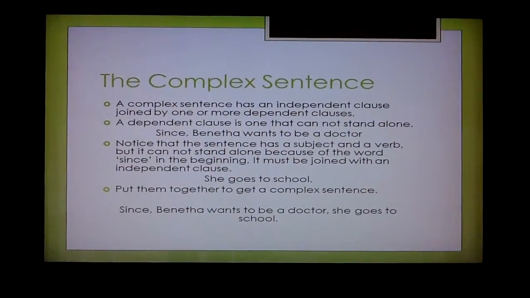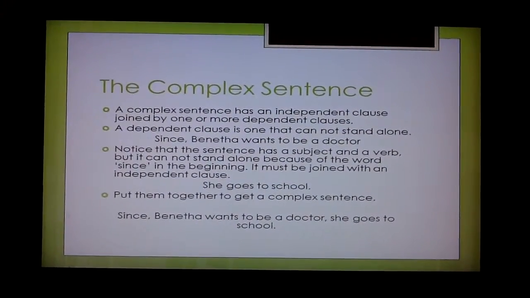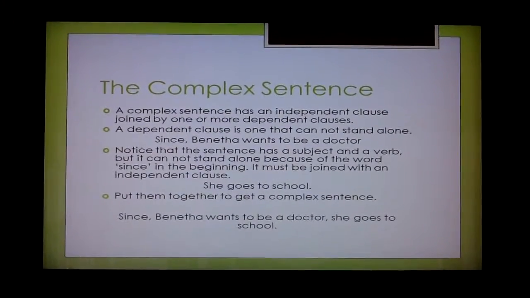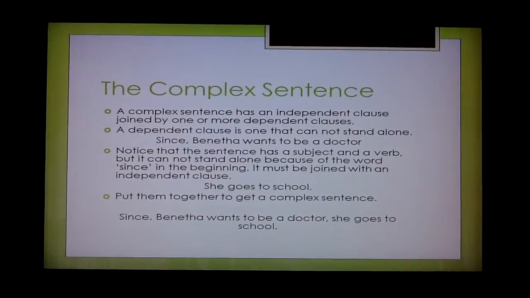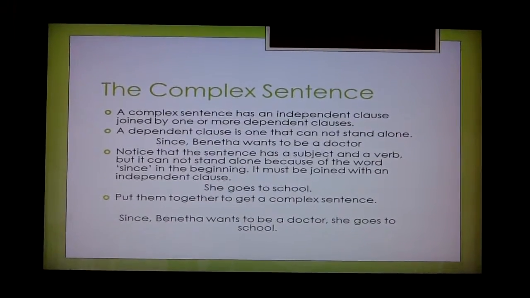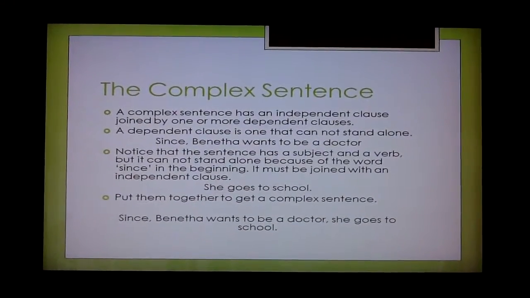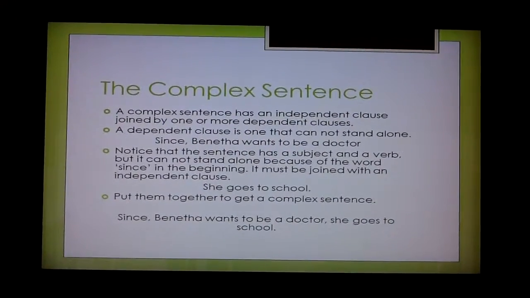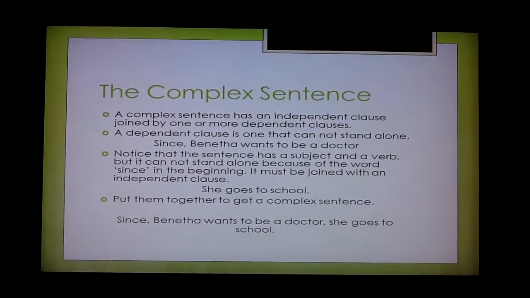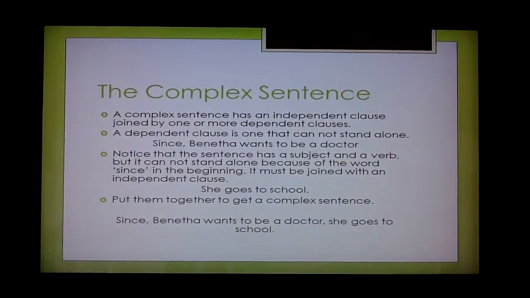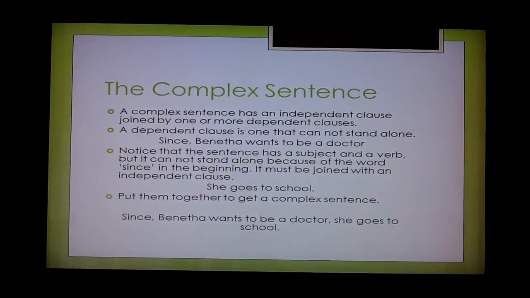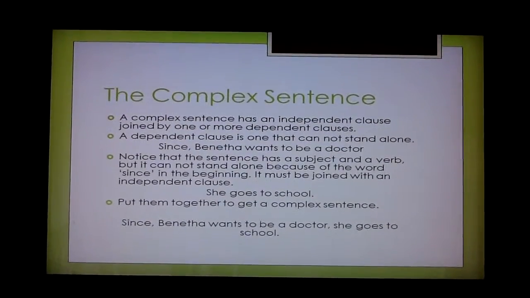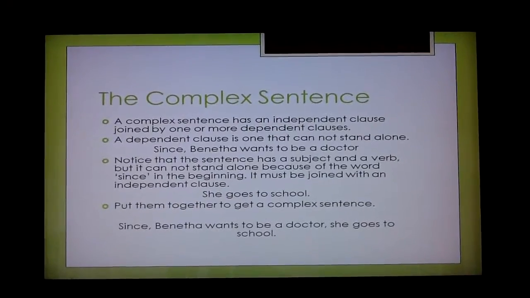A complex sentence has an independent clause joined by one or more dependent clauses. A dependent clause is one that cannot stand alone. Since Benita wants to be a doctor. Notice that the sentence has a subject and a verb, but it cannot stand alone because the word since is put there in the beginning. It must be joined with an independent clause, such as she goes to school. Put them together to get a complex sentence. Since Benita wants to be a doctor, she goes to school.